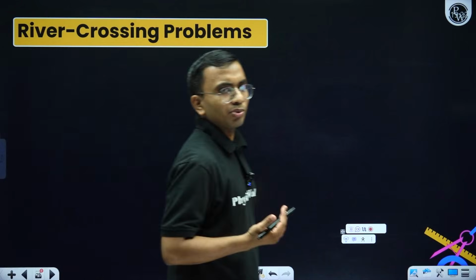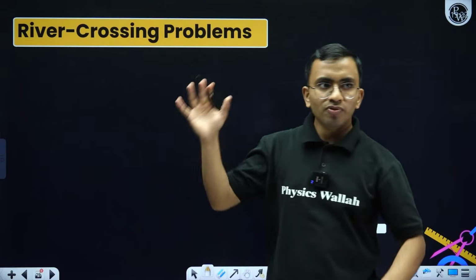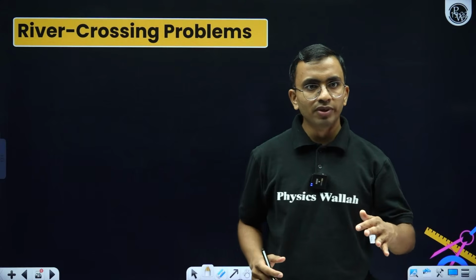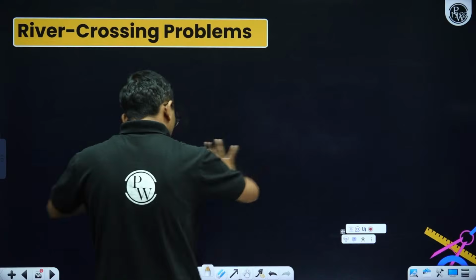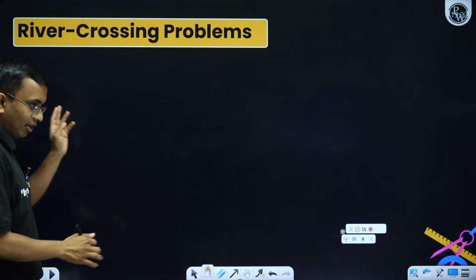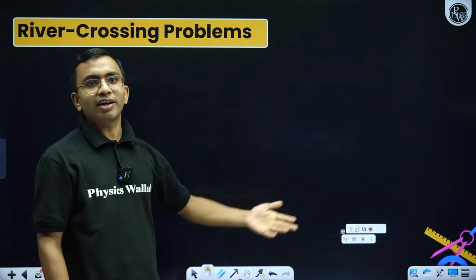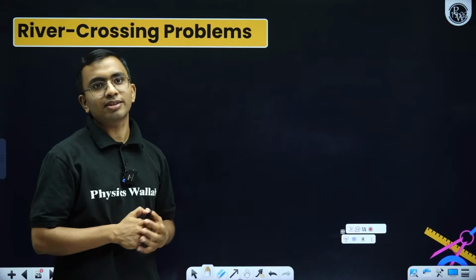In the river crossing problem, a person can swim with a certain velocity with respect to the river. The river is also having a certain velocity. Then the resultant velocity will be the combination of the two velocities, and then you will find what is asked there.